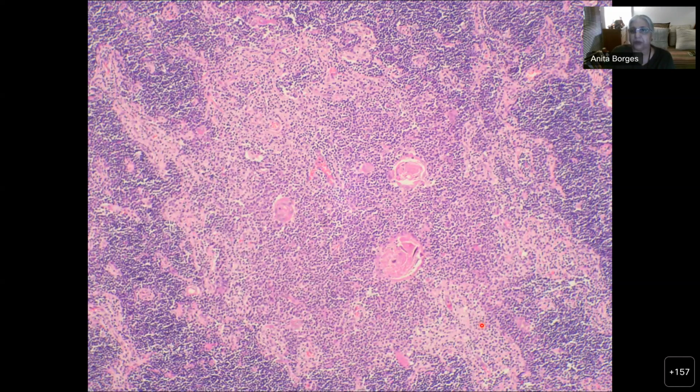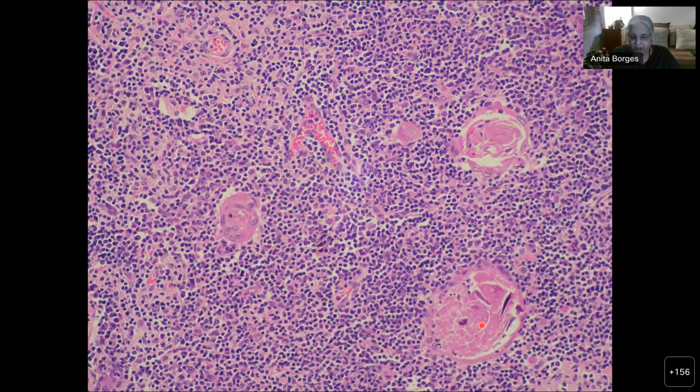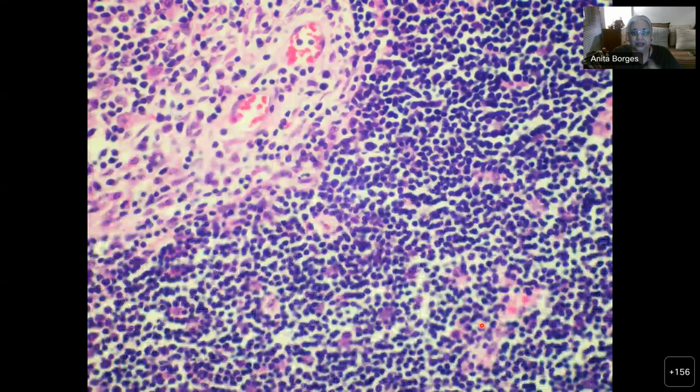So somebody now, Catherine Maria Joseph, says thymic hyperplasia. Full marks to Catherine Joseph. This is, yes, thymic hyperplasia. There are the Hassall's corpuscles. Here are the dense lymphocytes that are seen in areas where you don't have the medulla.